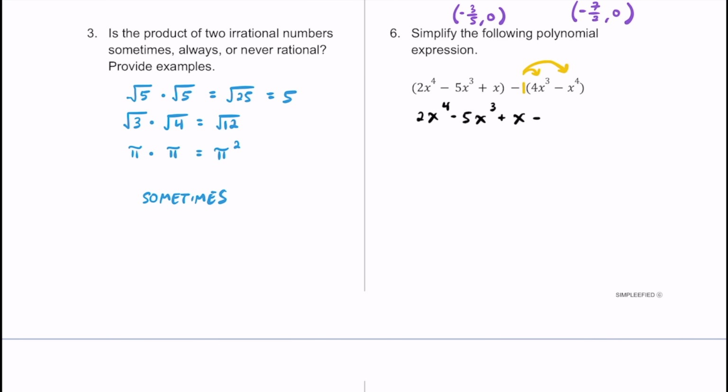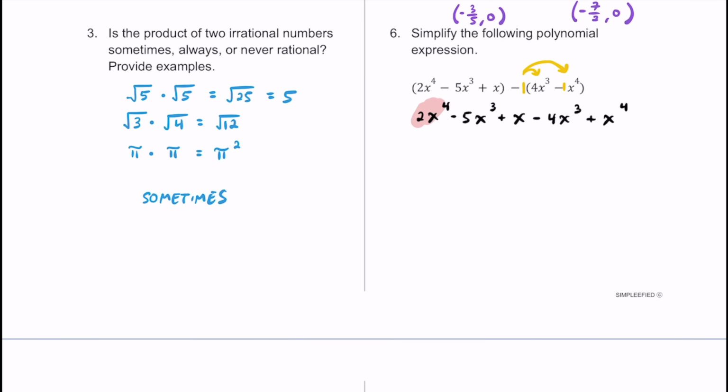This is minus 4x cubed, because it's negative 1 times positive 4. And then this is going to be plus x to the 4th power, because it's a negative 1 times another negative 1 that's hanging out over here. That gets you a positive x to the 4th power there.